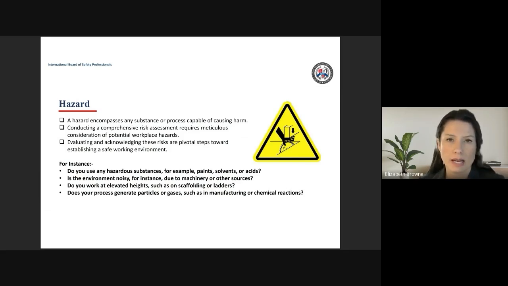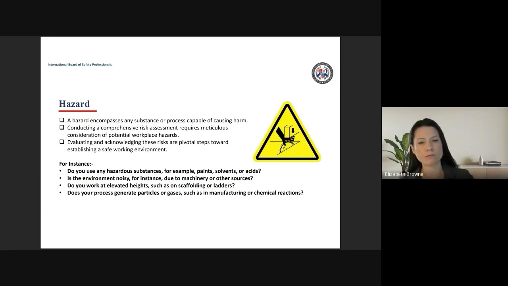It's important that in workplaces we conduct comprehensive risk assessments so that we can understand what potential hazards or situations can occur that could potentially cause harm to individuals in the workplace. So we want to conduct these risk assessments in order to put preventions and controls in place to prevent these hazards to employees.